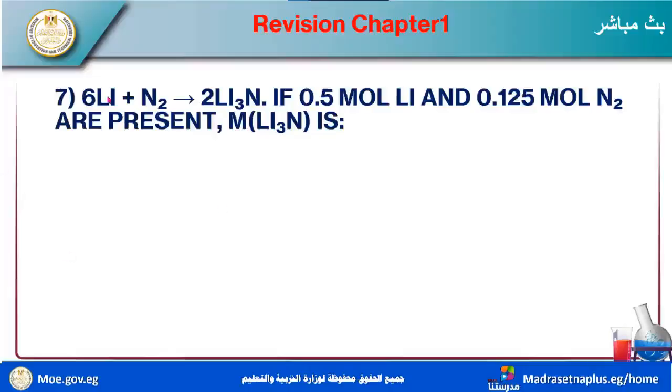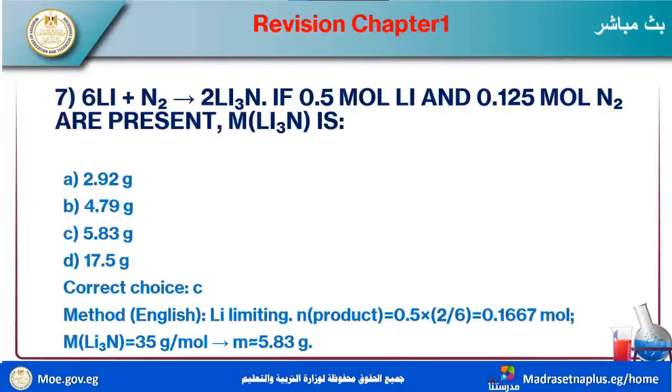6 moles of lithium react with 1 mole of nitrogen to produce 2 moles of lithium nitride. If 0.5 moles of lithium and 0.125 moles of nitrogen reacted, I want the mass of lithium nitride.